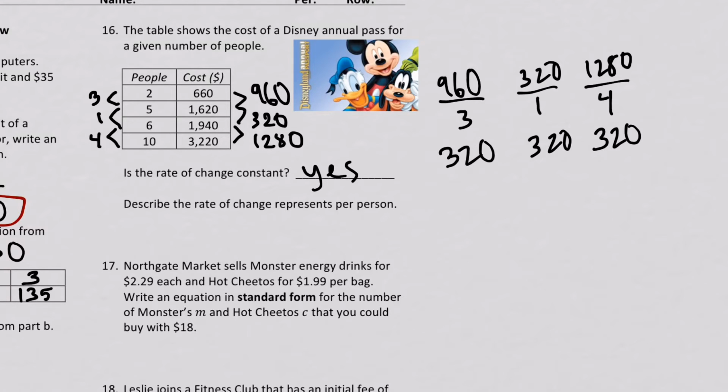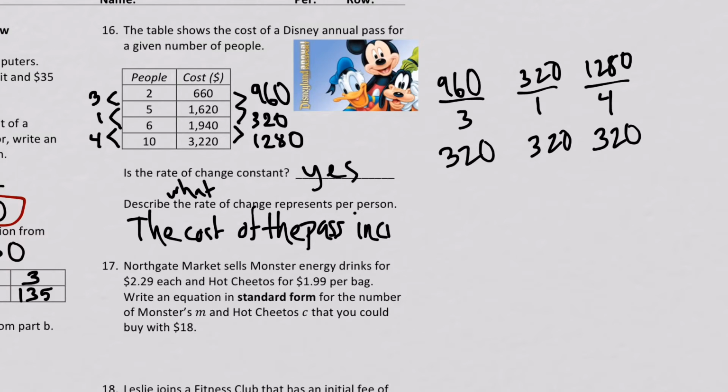Yes, it is. And the second question says describe what the rate of change represents per person. Okay, so what does that 320 represent? It represents how much each person's Disney pass costs, how much it increases per person. The cost of the pass increases by 320 per person.